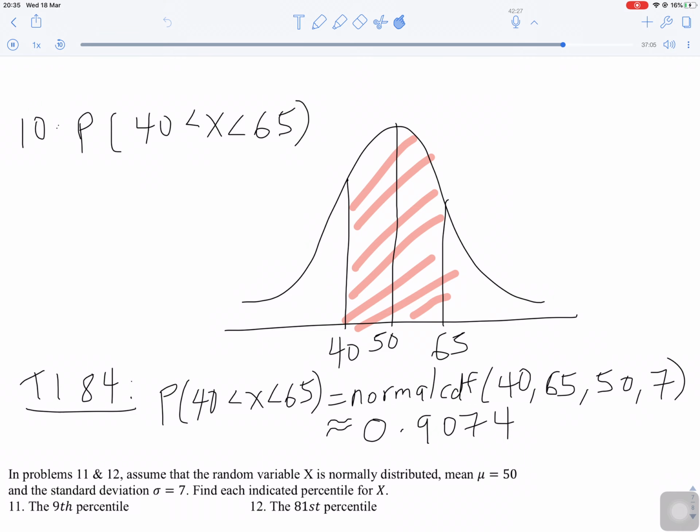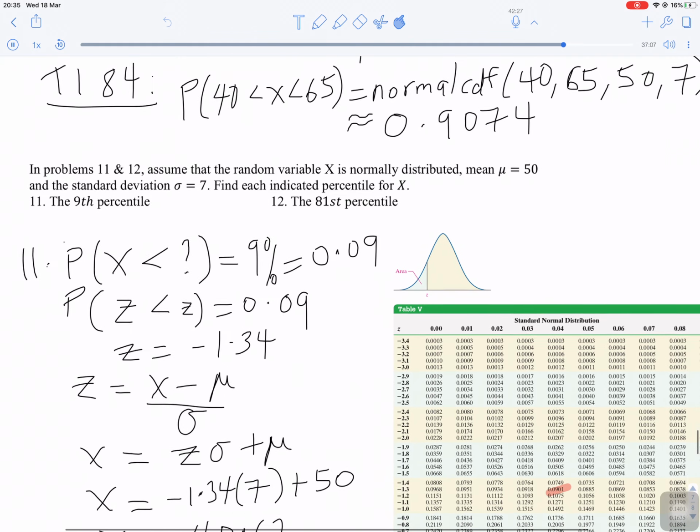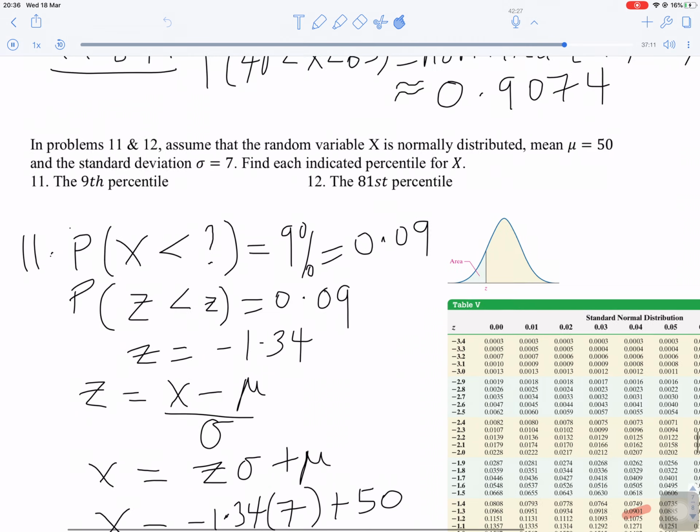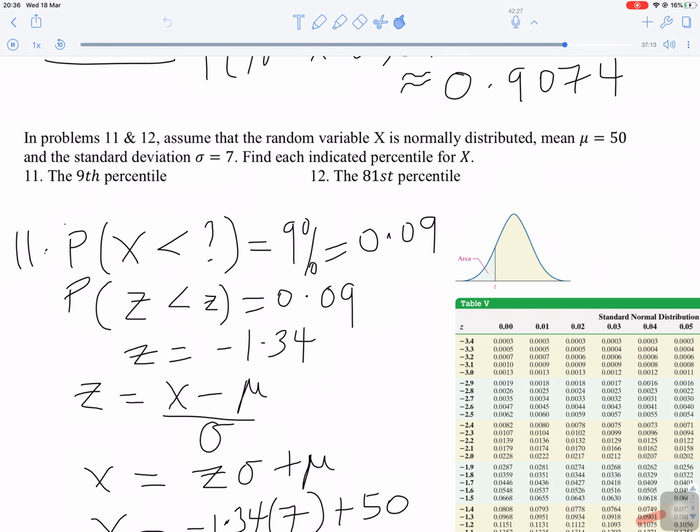Now, what of finding the value x when you are given the area? So we look at problems 11 and 12. Now, in problems 11 and 12, assume that the random variable x is normally distributed with mean mu equals 50 and the standard deviation sigma equals 7. Find each indicated percentile for x.